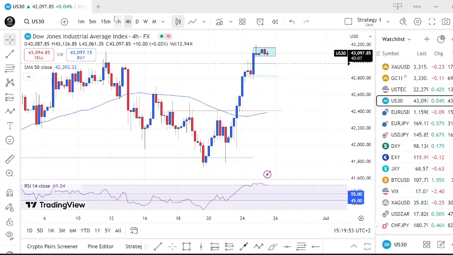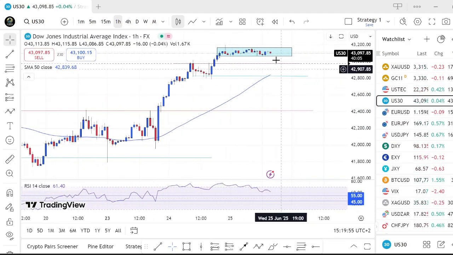However, we need to wait for the retracement to actually kick in, and it hasn't. We're waiting for a break of this consolidation to confirm if the bulls still have firm control or if the bears are stepping in and we're going to see a drop in this market.